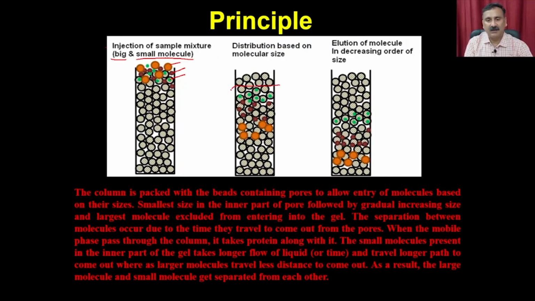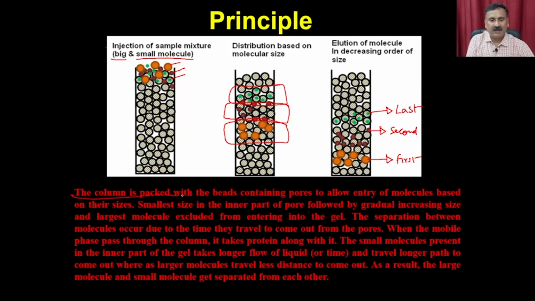What you see here is that in this particular region the small molecules are sitting, whereas the large molecules are sitting in this region, and the largest molecules are sitting in this. As a result, the largest molecules are eluted first, the middle sized molecules are eluted second, and the very small molecules are eluted last. This is the principle of gel filtration chromatography: it distributes the molecules based on their sizes, and as a result it first elutes the large molecules, then the small molecules.